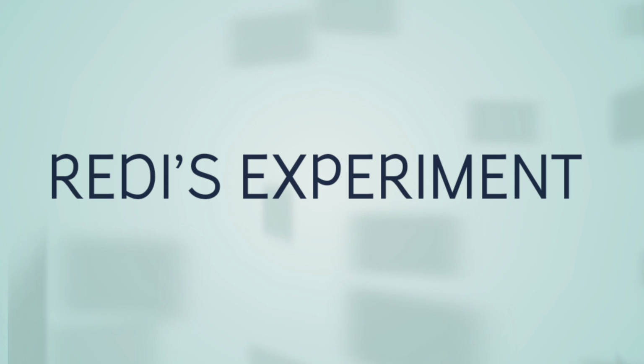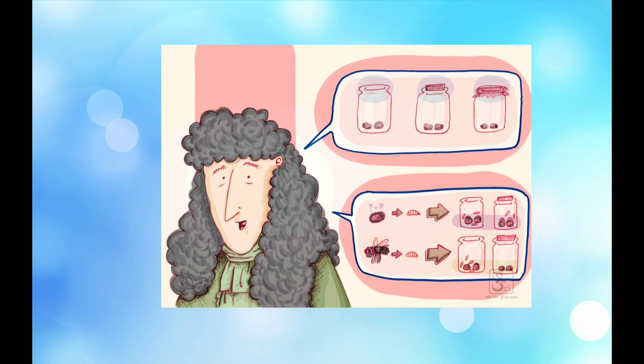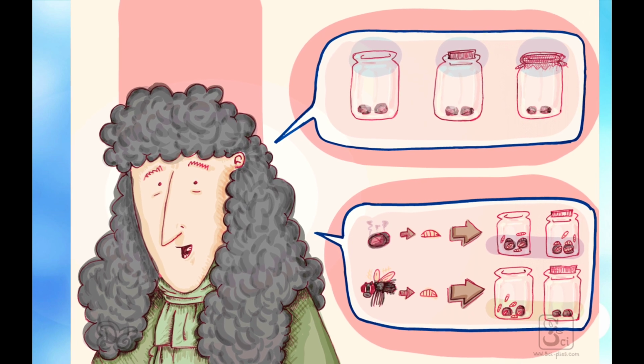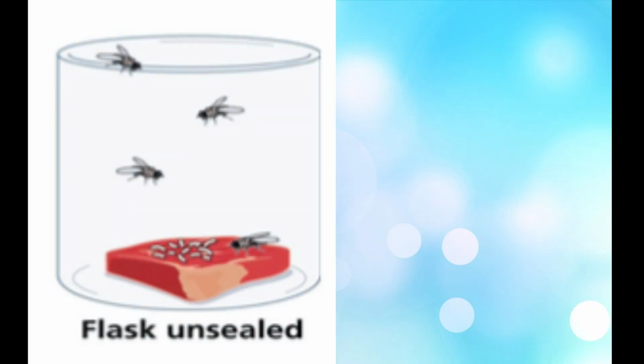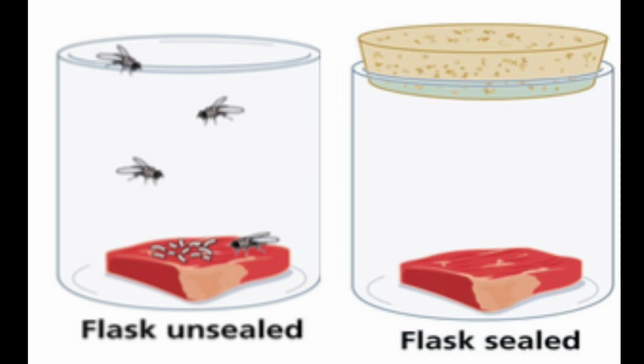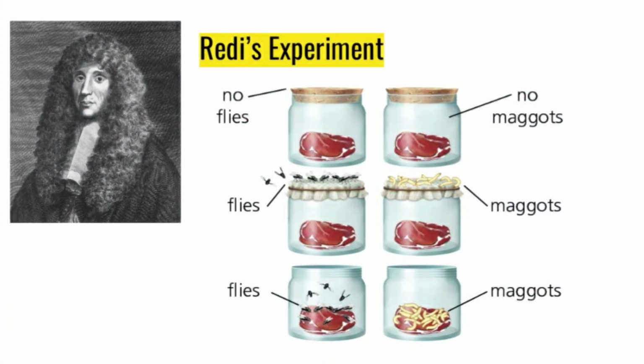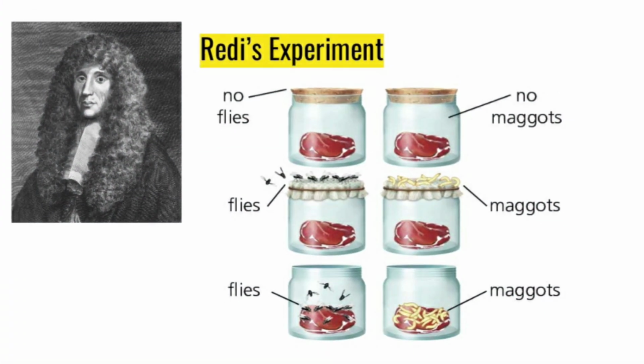According to Redi's experiment, Redi predicted that maggots would not appear if he kept the meat away from the flies. So he put one jar of meat uncovered and one covered with a lid. The uncovered jar had maggots, while the covered jar did not. In conclusion, he proved that spontaneous generation does not exist.